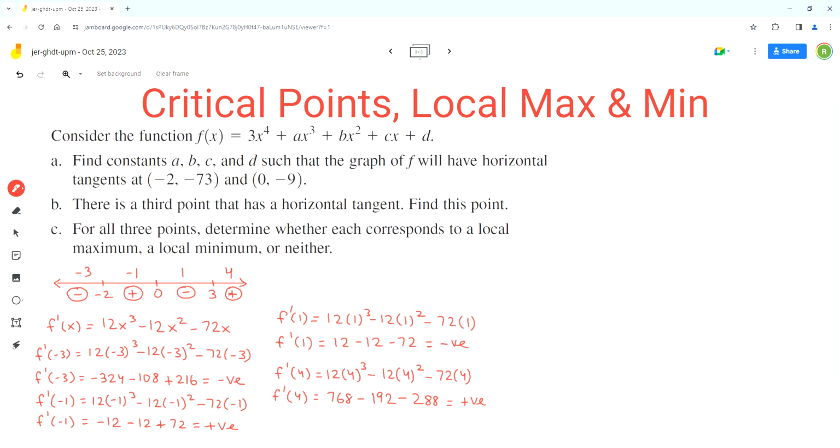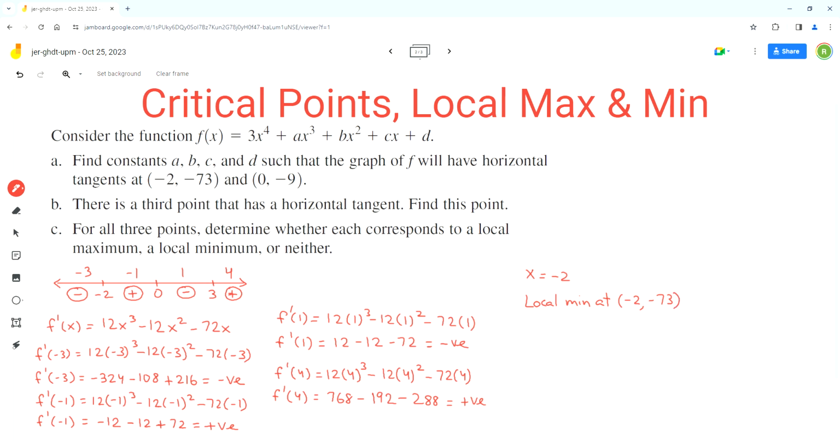Now we can use these results to conclude whether each point corresponds to a local maximum, minimum, or neither. Let's start with the first critical number, x equals -2. On the left side of -2, the function is decreasing, and on its right side, the function is increasing. That means there is a local minimum at the critical point (-2, -73).